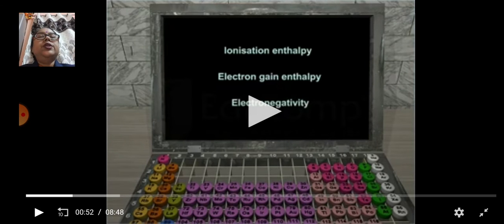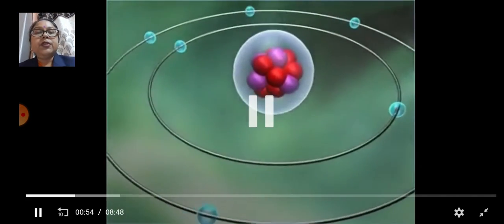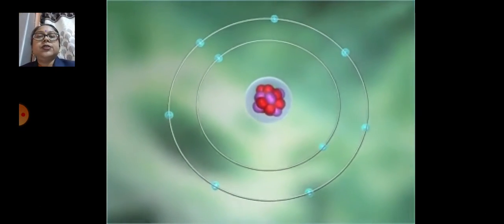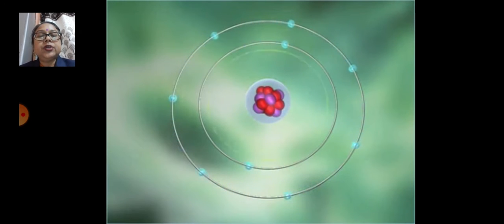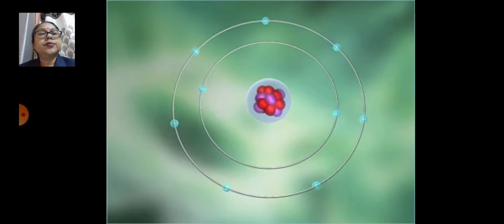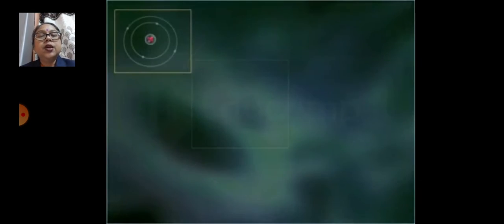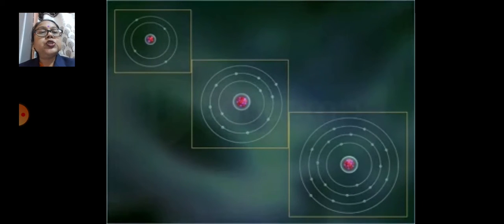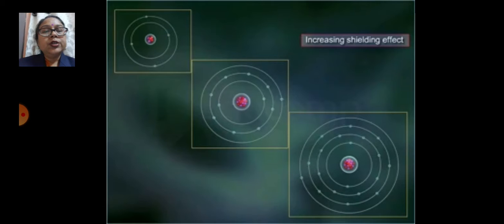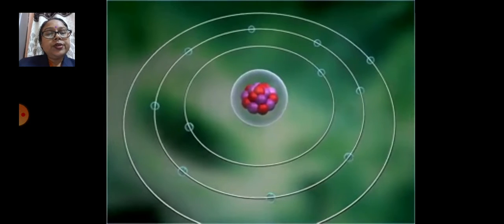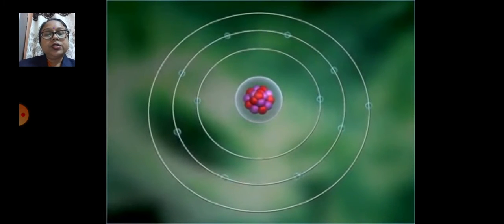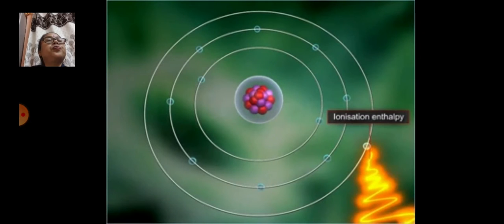So periodic trends in physical properties mainly depend on two factors: first, the force of attraction between the valence electron and the nucleus; second, the shielding of the outer electron from the nucleus. The shielding effect arises due to repulsion of electrons from each other. The more inner electrons there are, the more is the repulsion between inner and outer electrons, and the more is the shielding effect.